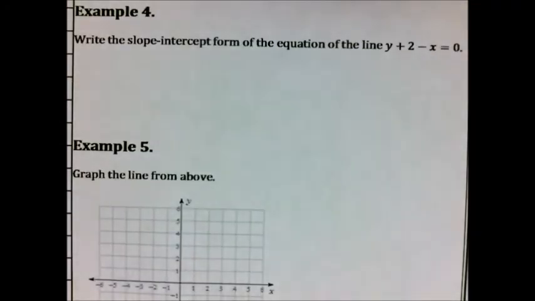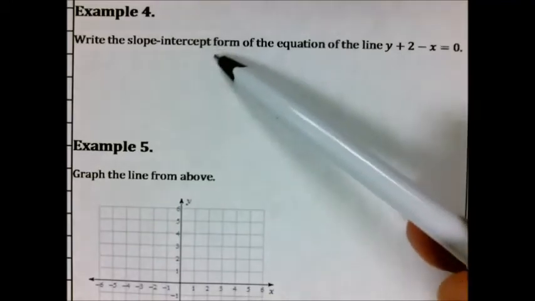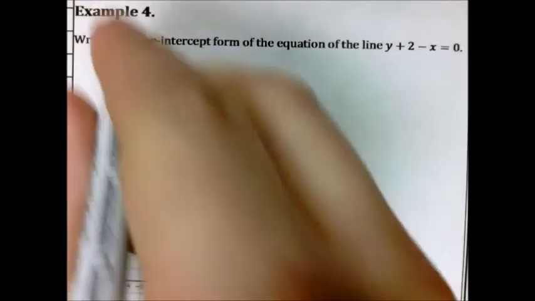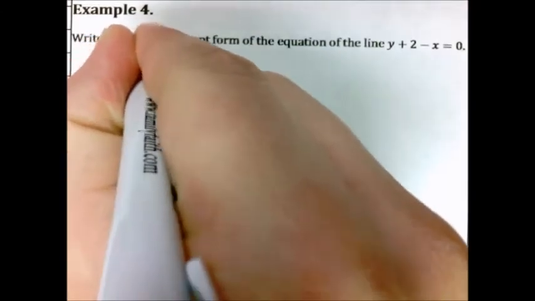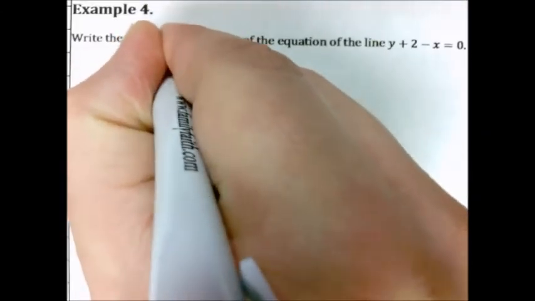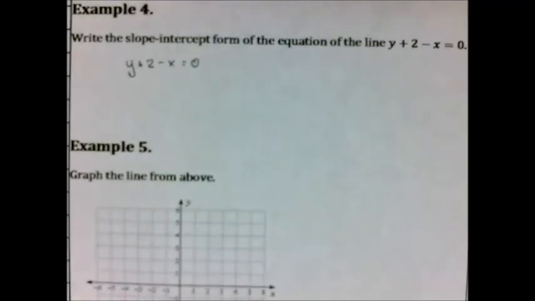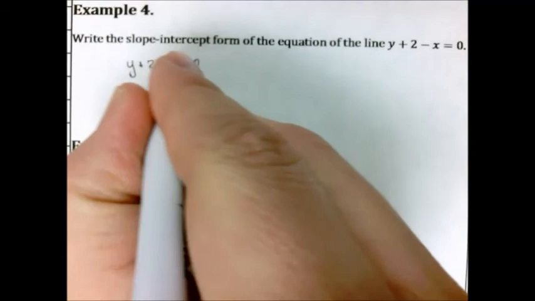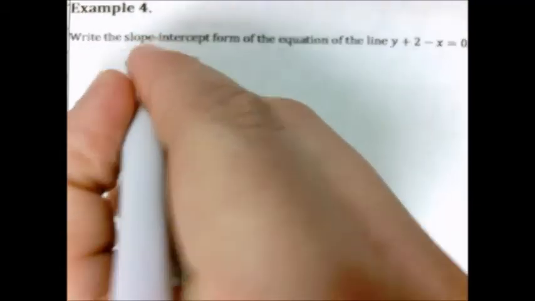Example 4, we want to write the slope-intercept form of the equation of the line y plus 2 minus x equals 0. So this is kind of a complex type of equation. It's not necessarily in any form. So we've got y plus 2, I'm just going to rewrite it, minus x equals 0. And we need to get this in slope-intercept form. In order to do that, we need to get y by itself. So we have to get rid of 2 and we have to get rid of x. So let's go ahead and do that first.